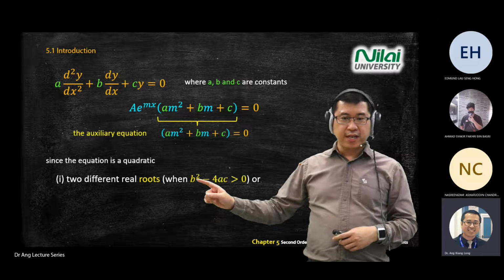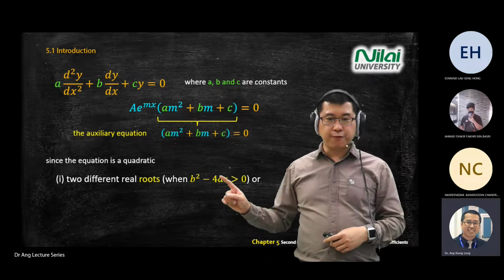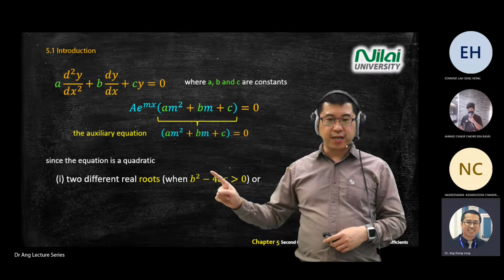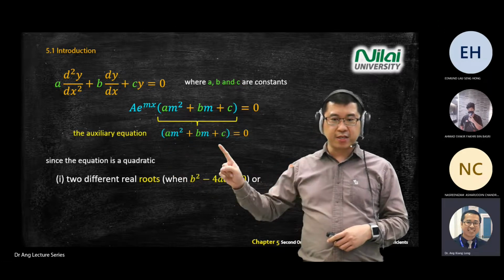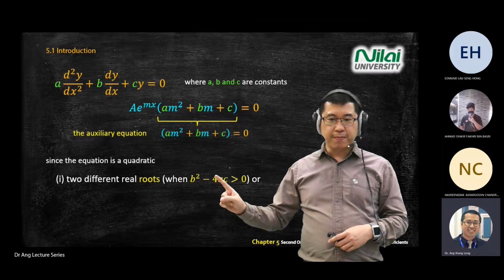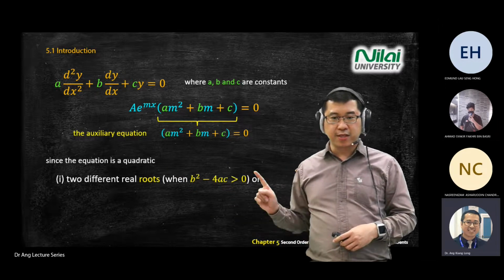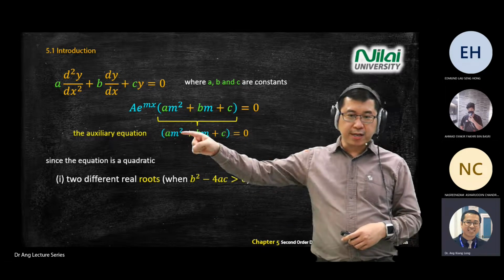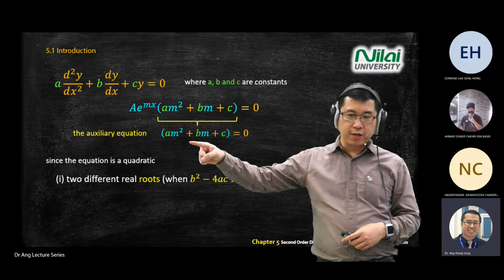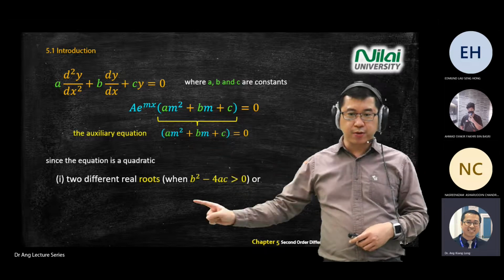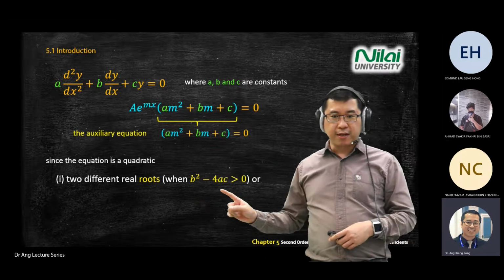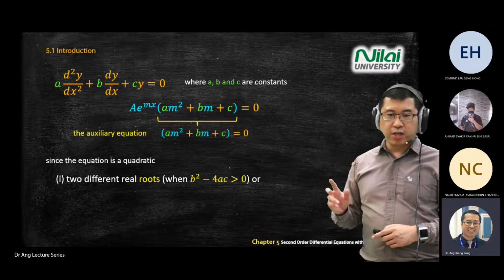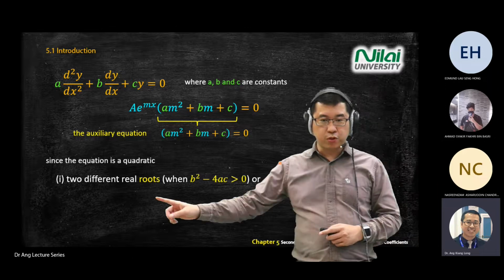The first one: b squared minus 4ac. What is b? B is this one. What is your a? A is this one. What is your c? C is this one. If b squared minus 4ac is more than 0, you calculate it. Because a, b, c are constants, you substitute your B value, your A value, your C value, and press your calculator. If the value is more than 0, it falls under the first category where you have two different real roots.